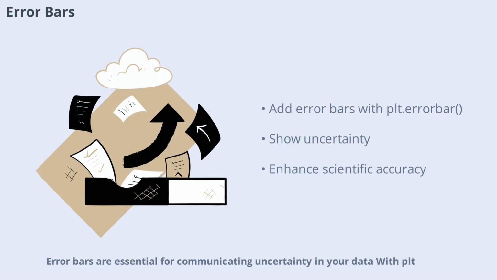Error bars are essential for communicating uncertainty in your data. With plt.errorbar, you can add vertical and horizontal error bars to your plots, making it clear how much variability or measurement error is present. This is especially important in scientific and statistical visualizations where transparency about data quality matters.